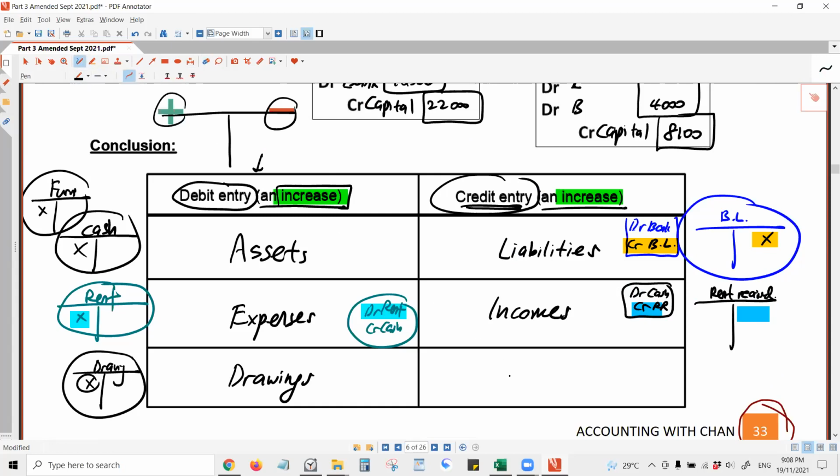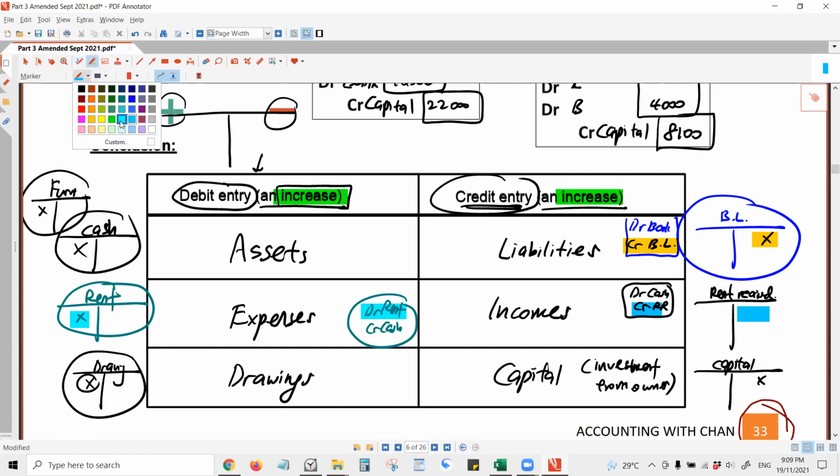Lastly, you write capital. Remember, whenever you put things into the business, you should have increased the capital. Capital means what? You learned it in part 1: investment from owner. So when you invest more into the business, can we say that you have more capital in the business? Yes. And just now, we have seen a couple of transactions. We always credit capital, right? When you put things into the business, you always credit capital. Therefore, in the capital account, credit means an increase. Again, this table, I don't have an explanation for you because that's the way it is. You have to accept it. That's the plus and minus of the subject.